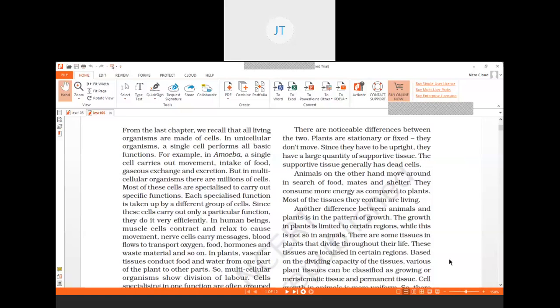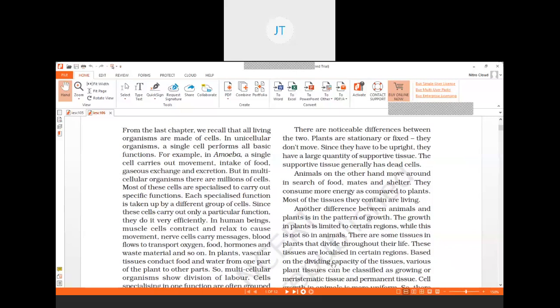While we talk about human beings, in the whole body you will see growth. The growth in the plant is limited to a certain region, while this is not so in the animal. There are some tissues in the plant that divide throughout their life. These tissues are localized in a certain region. Throughout their life they are growing. While in human beings, at a certain age, the hormones stop secreting and the growth halts.